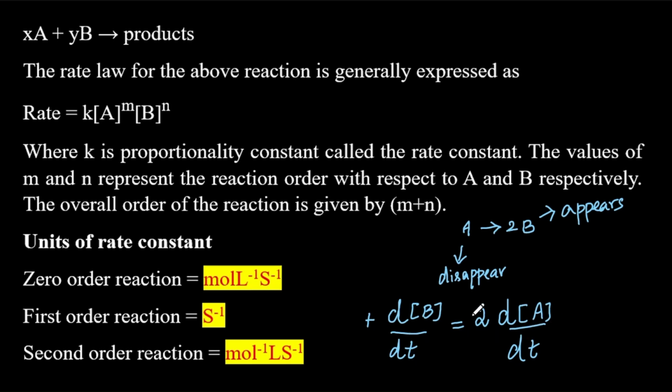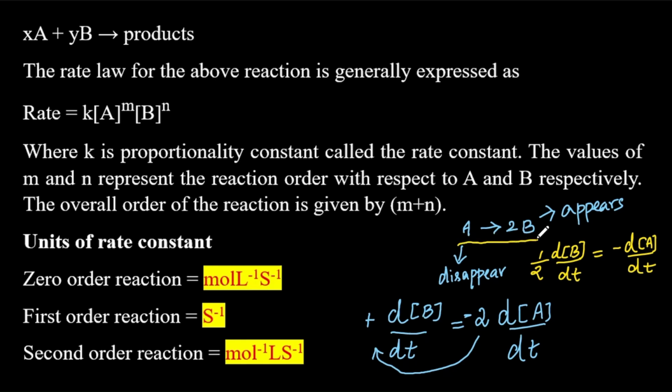And as A is the reactant, you have to write the negative sign. If you rearrange this equation by taking the 2 to the left hand side, then you will get 1 by 2 rate of formation of B is equal to minus rate of disappearance of A. So we can tell that rate of a reaction is equal to rate of formation of product, or you can also say rate of disappearance of the reactant divided by their coefficient in a balanced reaction.